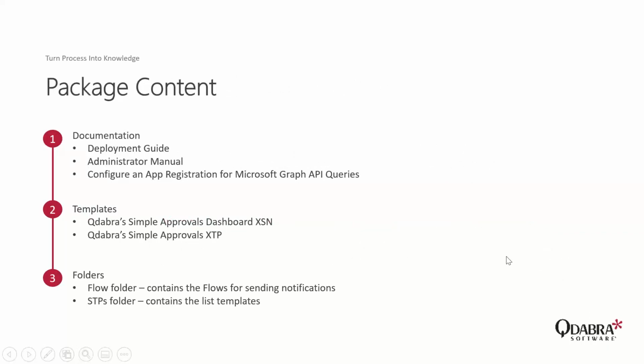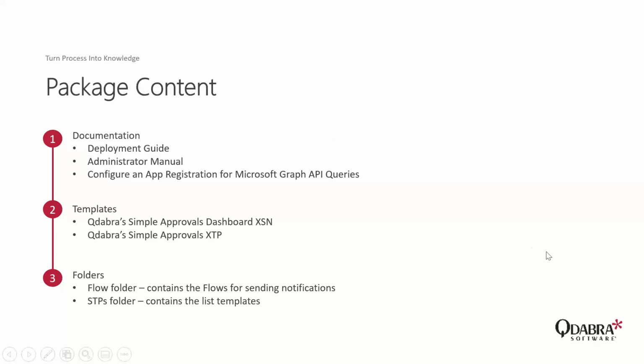So you're going to get documentation on how to add it, how to deploy it to your solution, your site. There's an admin manual. There's obviously the configuration, how to register the app for Microsoft Graph if you want to use those security groups. And then these two templates: the one template that you'll be adding to your forms, which is an XTP, and then the other template that's going to be used for the dashboard. And then, of course, you've got these two folders that we'll use.